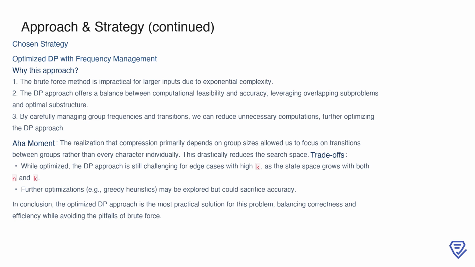However, it's important to note the trade-offs. For edge cases with high k, the state space still grows considerably, and while further optimizations such as using greedy heuristics might be possible, they could compromise accuracy. In summary, the optimized DP approach offers the best balance between correctness and efficiency, making it the most practical solution for string compression with deletions.